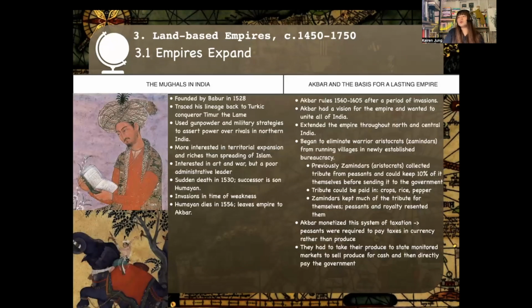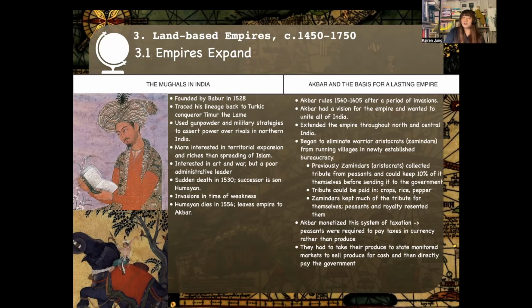Now let's look at the Mughals in India. The Mughals were founded by Babur in 1528, and Babur traced his lineage back to Timur the Lame. They used gunpowder and military strategies to assert power over the rivals in northern India. They were more interested in territorial expansion and riches than the spreading of Islam per se. They were interested in art and war, but they were not very administratively good in terms of leadership.